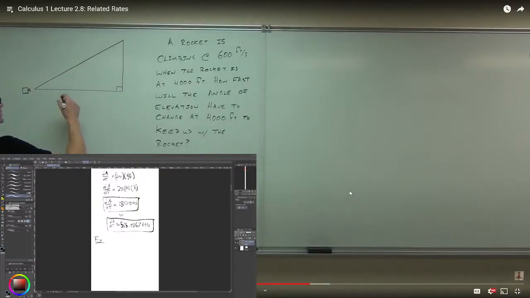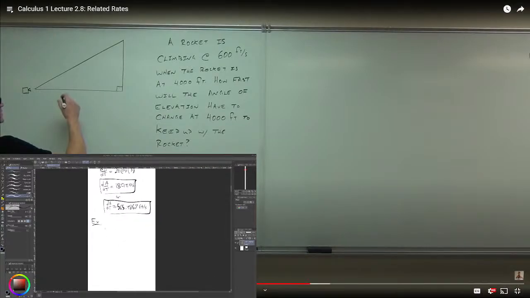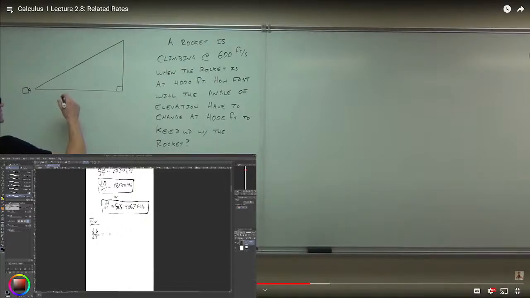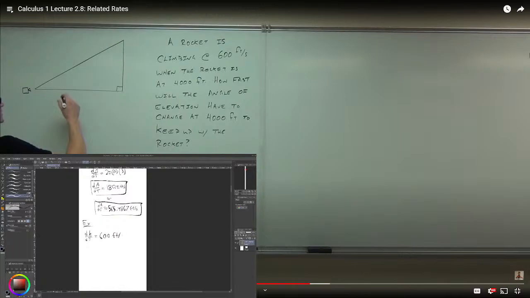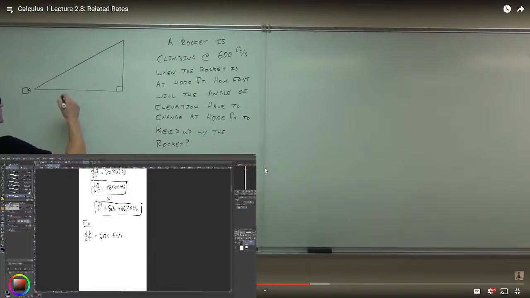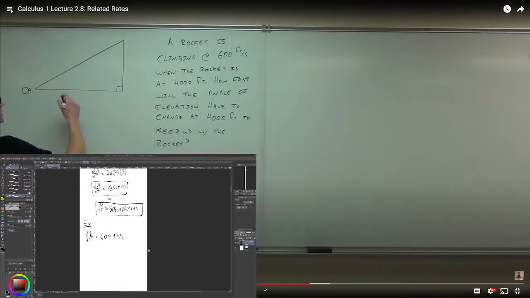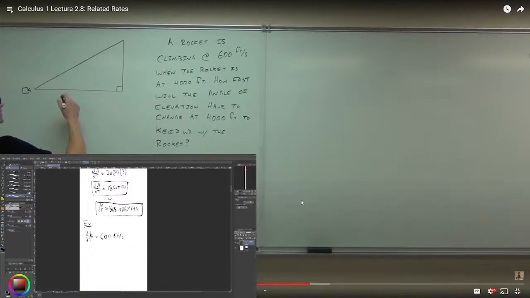When we... Okay. 600 feet per second. So that's the height then. dh/dt equals 600 feet per second when the rocket is at 4,000 feet. Oh, only when the rocket's at 4,000 feet though. And it doesn't matter.